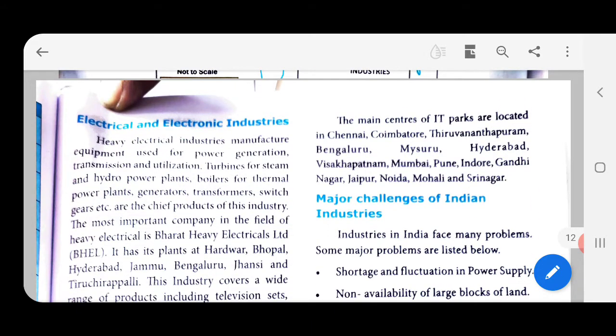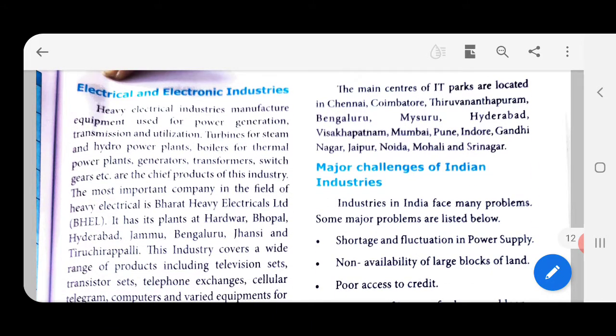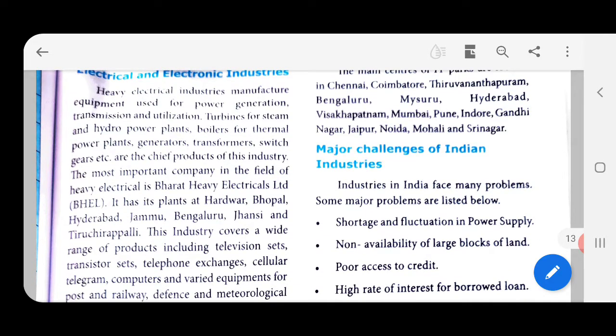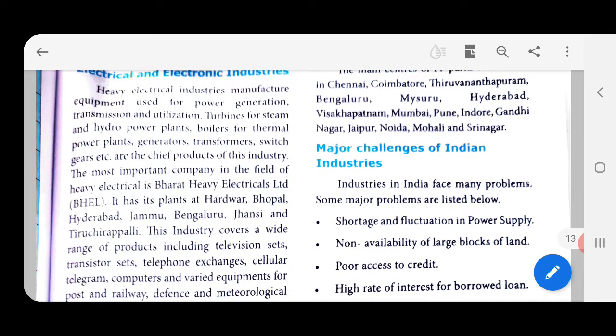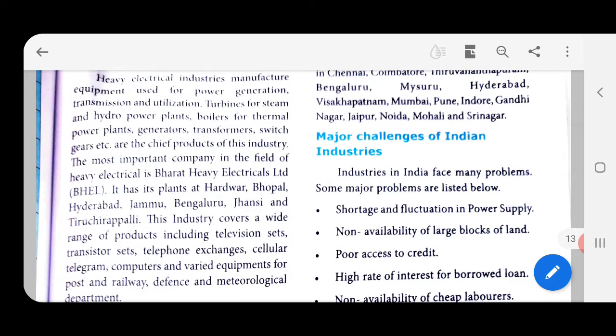Then electrical and electronic industries. Heavy electrical industries manufacture equipment used for power generation. So, what do they manufacture? They manufacture equipment that is used for generation of power. Turbines for steam and hydro power plants, boilers for thermal power plants, generators, transformers, switch gears, etc. are the chief products of this industry.